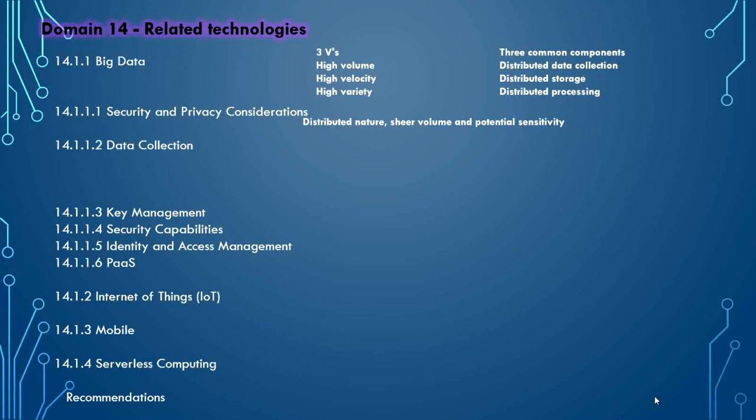Let's now discuss the Internet of Things, IoT. This is second in our list. The Internet of Things is a network of devices such as vehicles and home appliances that contain electronics, software, sensors, actuators, and connectivity, which allows these things to connect, interact, and exchange data. So every node, system, and device within the network should be considered from a security point of view.